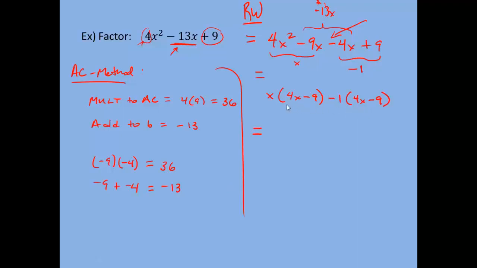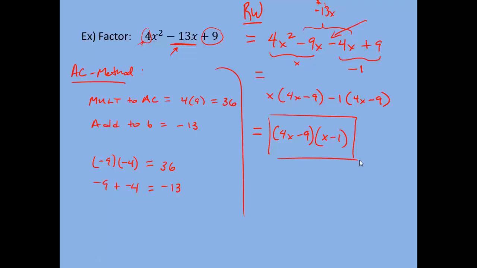In other words, what matches here? Well, 4x minus 9 matches with 4x minus 9, so we're going to bring that out to the front. And then what's left over for each term? Well, we have x and then minus 1. And now we've factored it. You have two things being multiplied together, so it's factored.